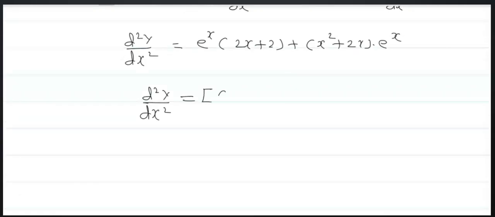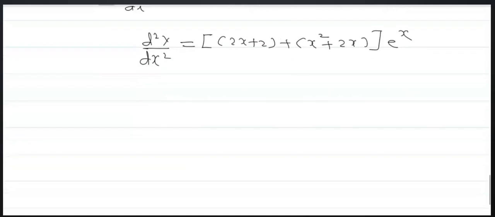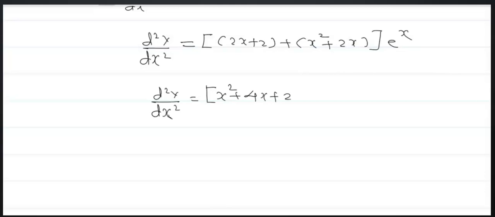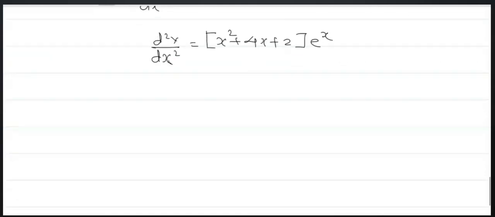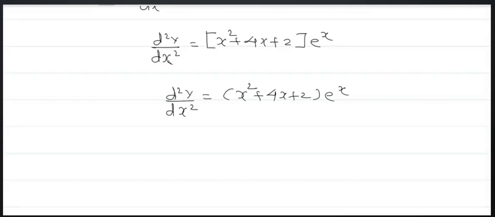If you take e raised to x as common, then what will happen? Then it will be in a more simplified form. Therefore, d2y by dx square is equal to x square plus 4x plus 2, bracket complete, into e raised to x.